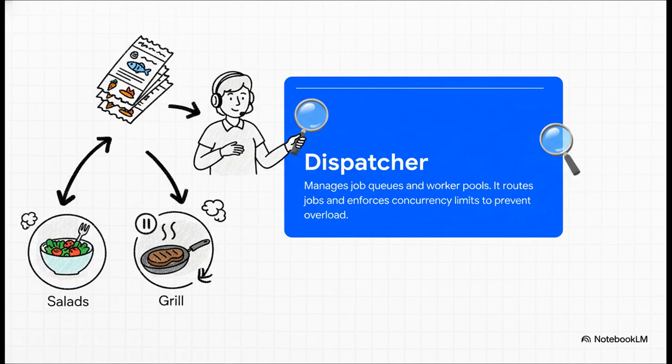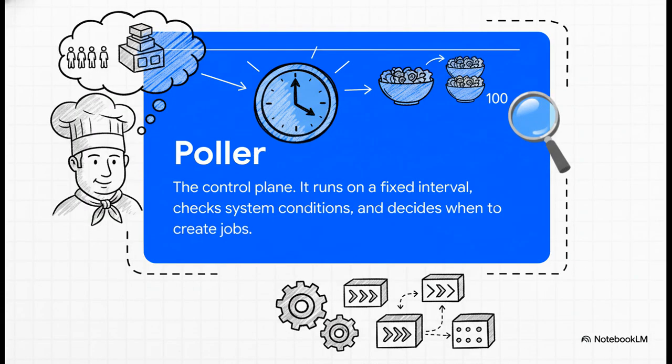And most importantly, they make sure no single cook gets buried in orders. They control the flow. And finally, we have the puller. This is the system's brain. In our kitchen, this is the head chef.